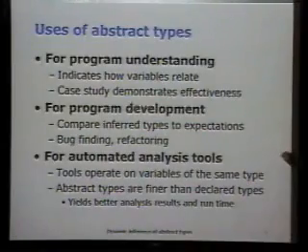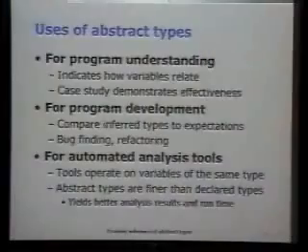And if you're doing automated analysis, often tools are intended to operate on variables of the same type. But if you have lots of variables that are all declared as the same type, then your tools may run too long, but much more seriously, they may provide a lot of false positives because they're comparing things that they shouldn't be comparing. And because the abstract types are finer than the declared types, you're able to overcome both of those problems.